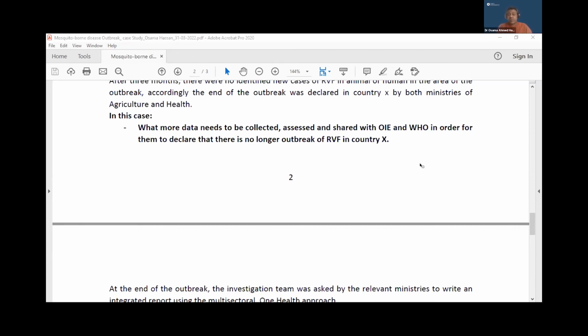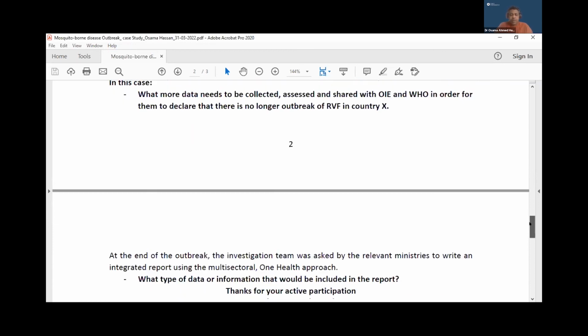Zero report of the disease, that is important in order to let WHO and OIE announce that you are free of the Rift Valley fever outbreak. But could country X, for example, easily announce that they are free of Rift Valley fever, with zero Rift Valley fever? Can that easily happen? And how long might it take?